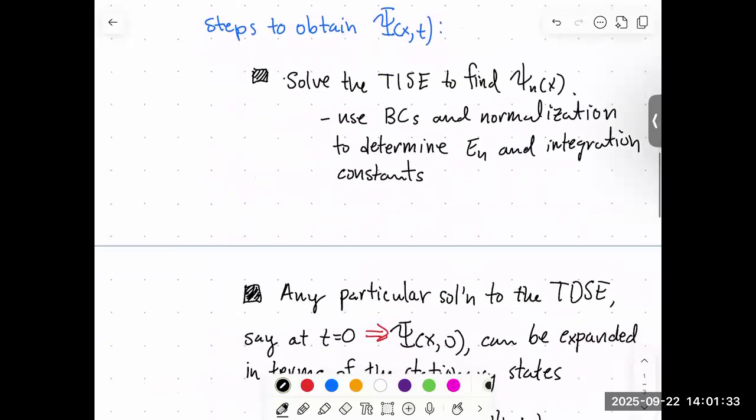The steps that we follow to do all of this: number one, we solve the time-independent Schrodinger equation to get this family of little psi n of x. We had to use our boundary conditions and normalization to figure out, most importantly, the energy En of each of these states, and the integration constants that we get from solving this time-independent equation. There are two of those because the time-independent Schrodinger equation has a d2 dx2.